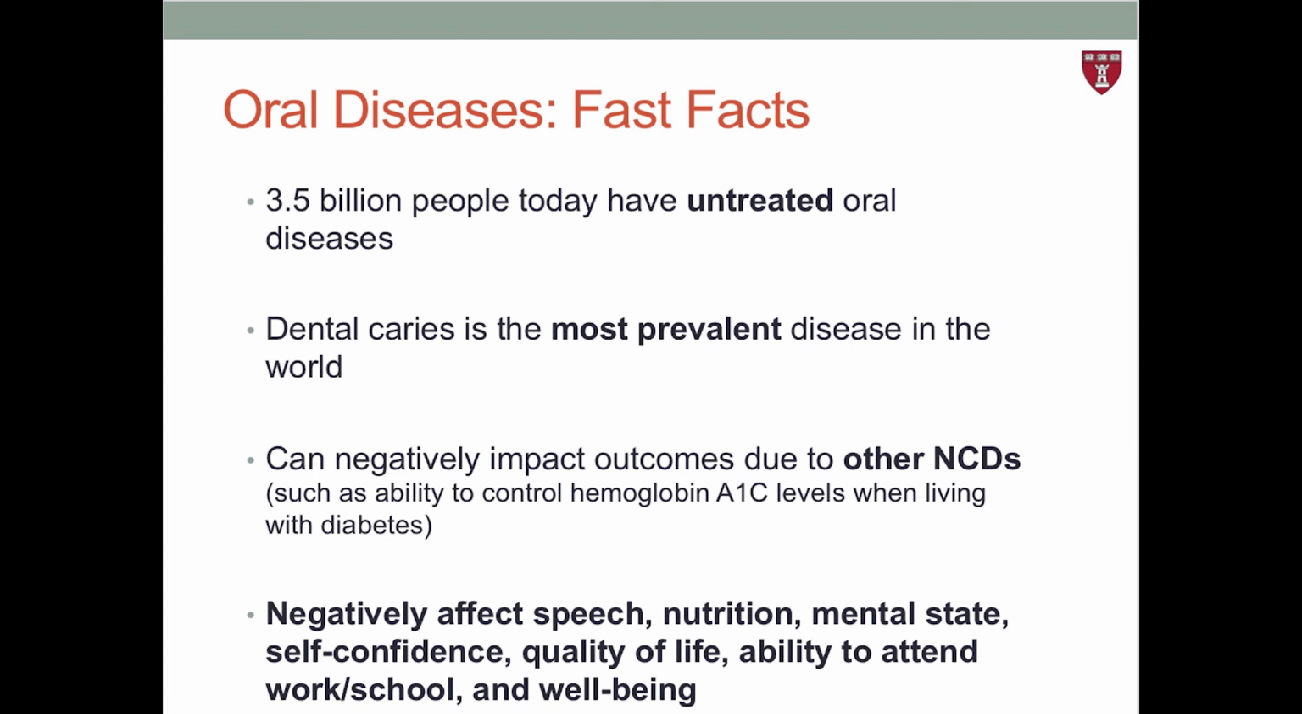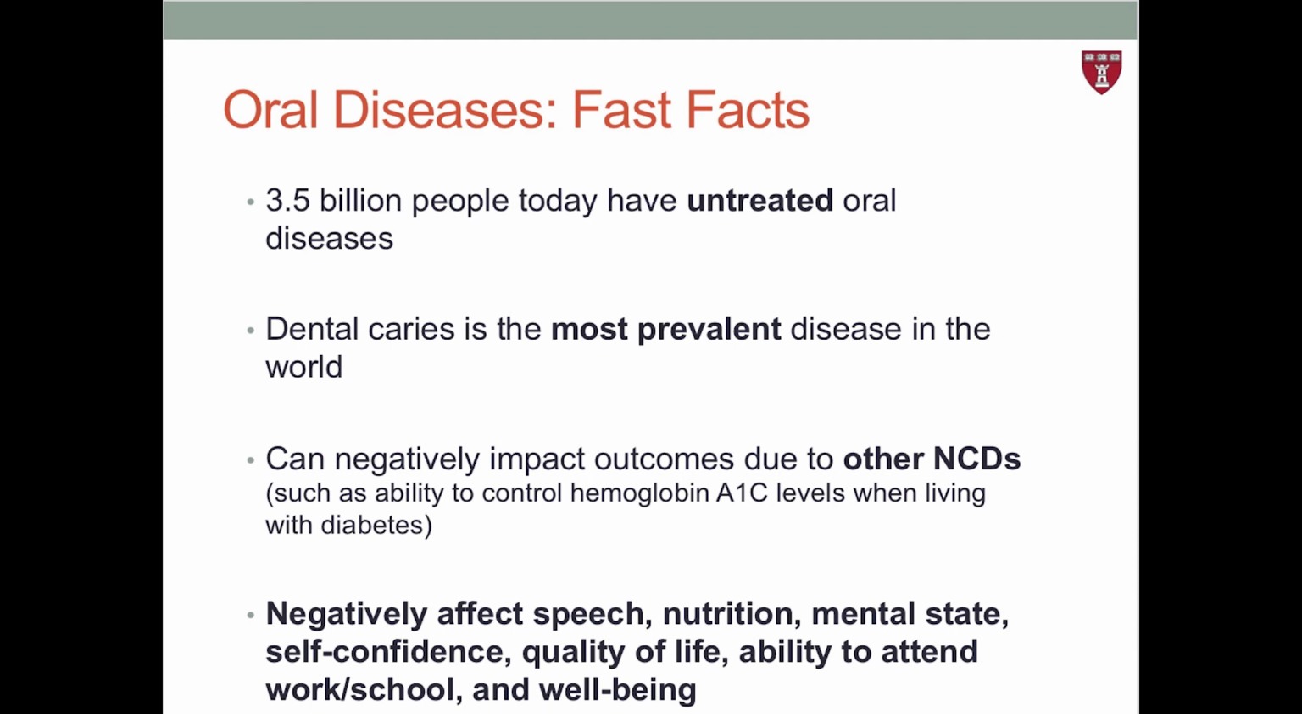We know that the oral disease burden negatively impacts outcomes due to other NCDs, such as the ability to control hemoglobin A1C levels for a person living with diabetes. If they have periodontal disease, it makes control of their diabetes more difficult. We also know if they have diabetes, they're at higher risk for periodontal disease. So these associations compound each other and make the disease burden even more challenging to contain.